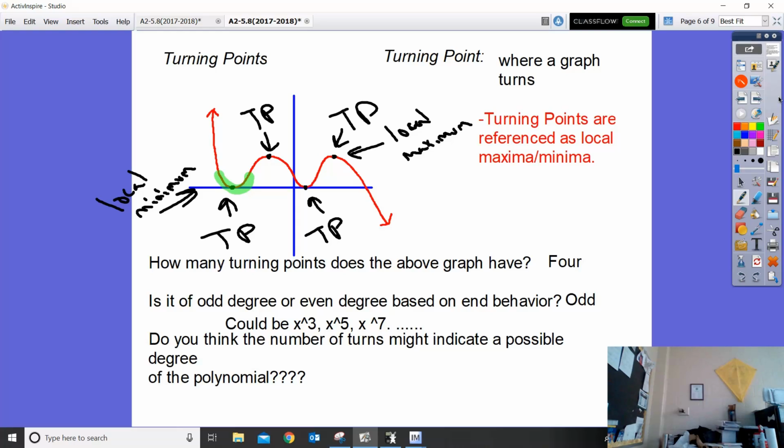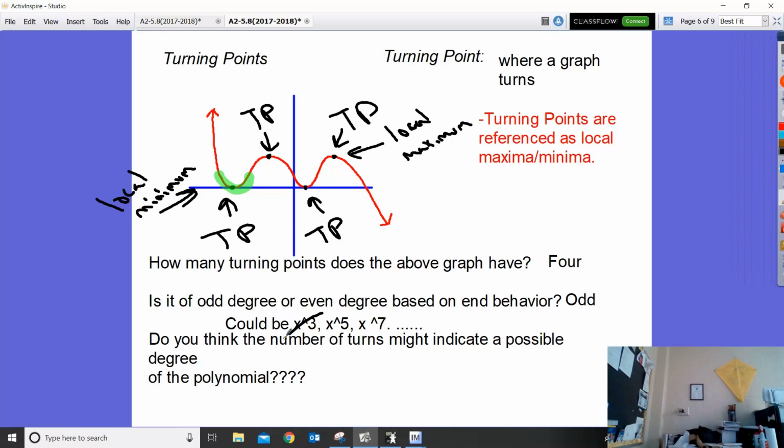Anyways, I went back to the previous slide. How many turning points did I have? I'm gonna tell you real quick, it can't be x squared. It could be x to the fifth. You know, that was a relationship. x to the fourth had 3 turning points. This could be x to the fifth. It could also be x to the seventh.